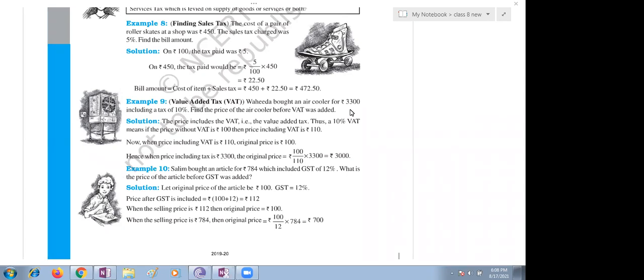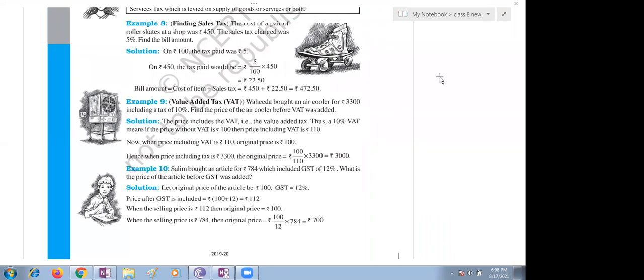You need to find 105%, or else you can go with 5% of the bill amount, then add that to the original cost amount. That is easier. You can also go with 5% of 450.